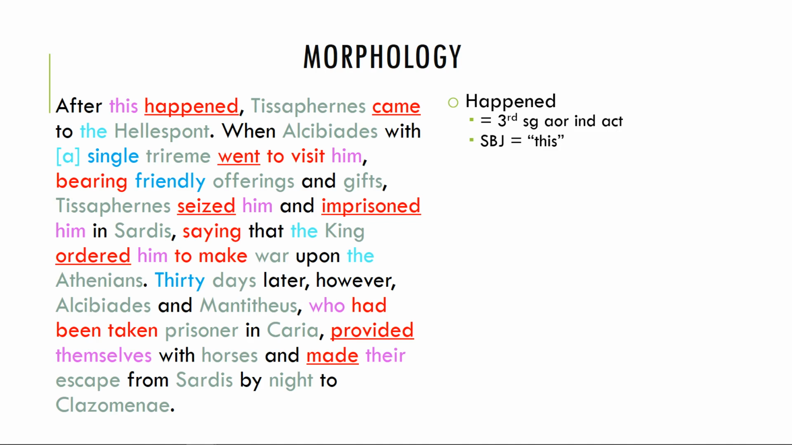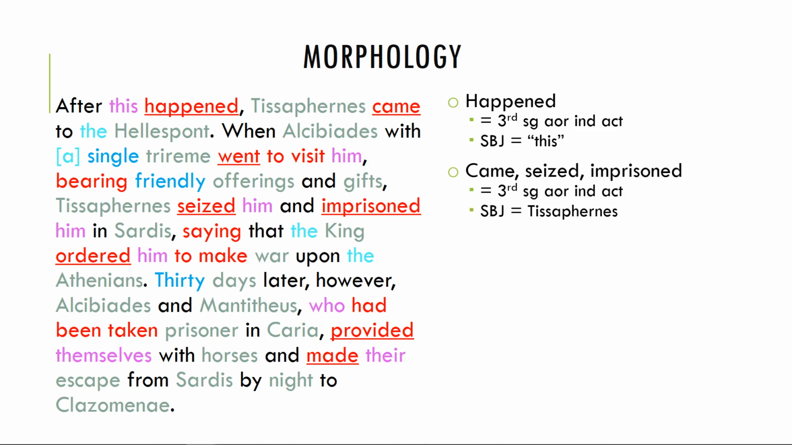This is the relation that you would use to identify it. Sorry, the subject is this. All right, the subject of the happened, sorry. Came, seized, and imprisoned are all third-person singular aorist indicative actives.